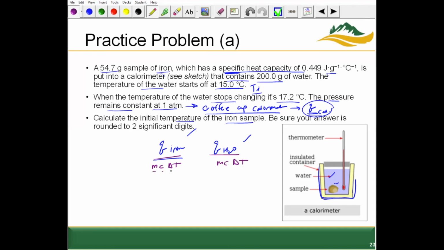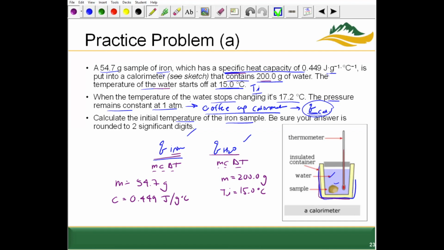I like to start to assign what information we have about our different components. Again, we're not told anything about the calorimeter itself, so in this case, we're just focused on the iron and the water. We have the mass of the iron as 54.7 grams. We have the specific heat capacity of the iron to be 0.449 joules per gram degrees C. Then we do have the mass of the water, so 200 grams. The temperature of the water, so Ti, starts out at 15.0 degrees C.